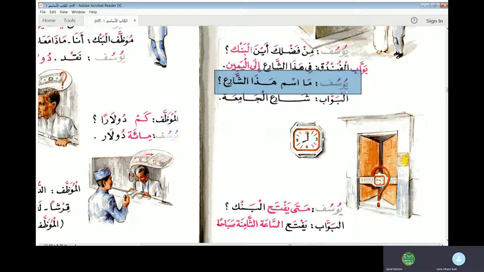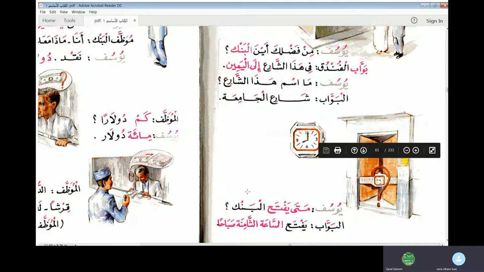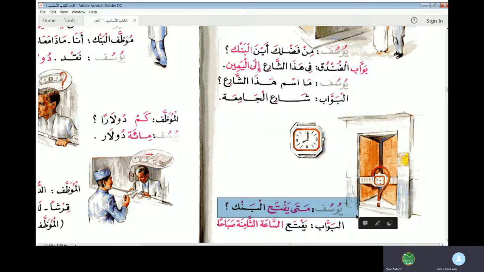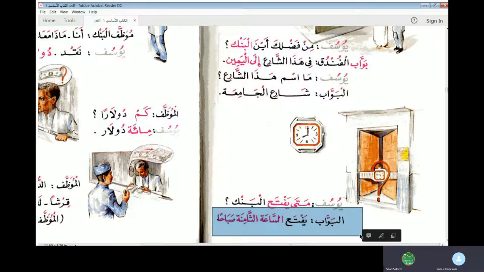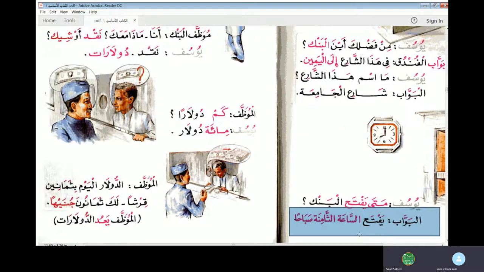Masmu hadha shari, what is the name of the road? Shari il Jamia, University road. Mata yaftahul bank? When does the bank open? Yaftahus saatas saminata sabahan. It opens at 8 AM morning. At 8 o'clock morning.